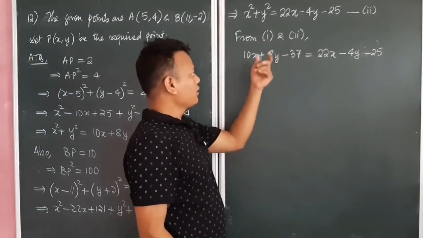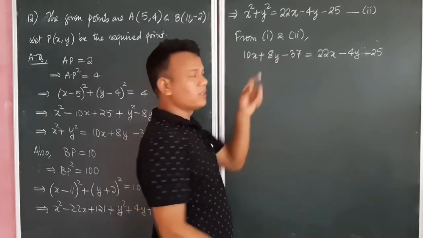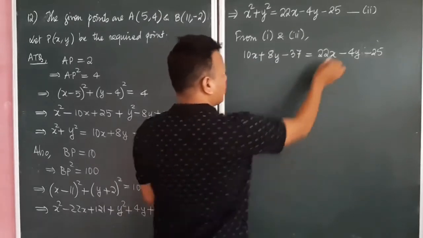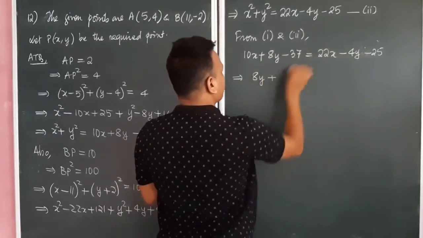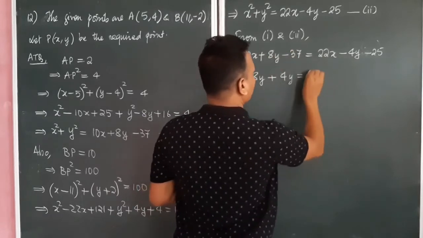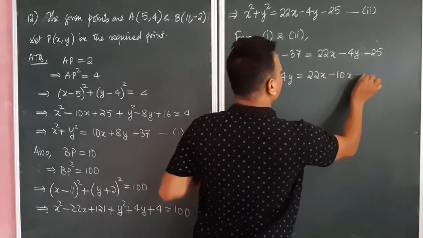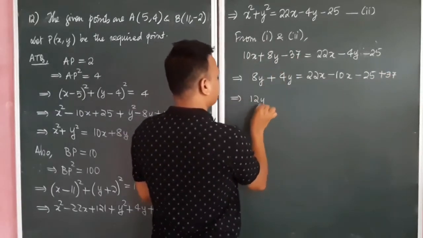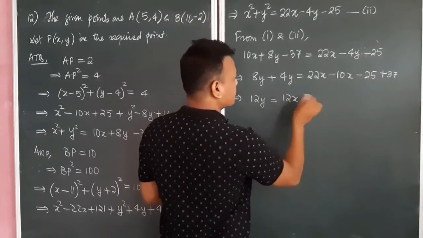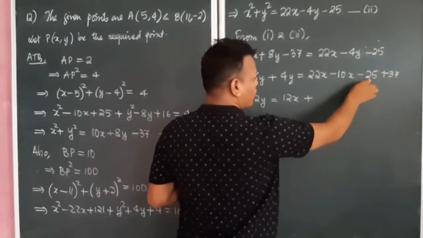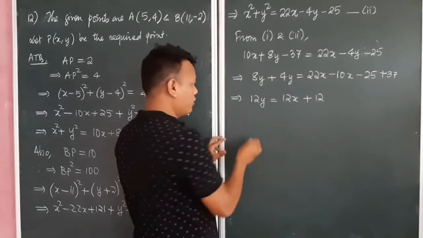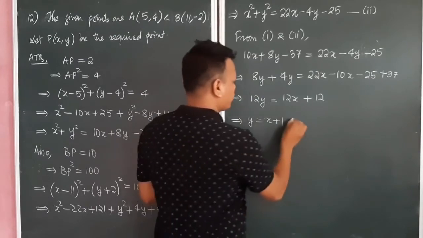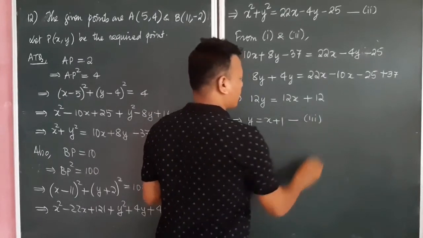So let me calculate the value of y in terms of x. I'll get all the y's here and take the remaining things out there. So this becomes 8y plus 4y equals 12y. So we have 22x, this goes over there and becomes minus 10x. We have minus 25 out here, this goes over there and becomes plus 37. So 12y is equal to 22x minus 10x, again 12x, plus 37 minus 25, which becomes again 12, right? So divide both sides by 12, so you'll get y equals x plus 1, isn't it? So you call this equation 3.